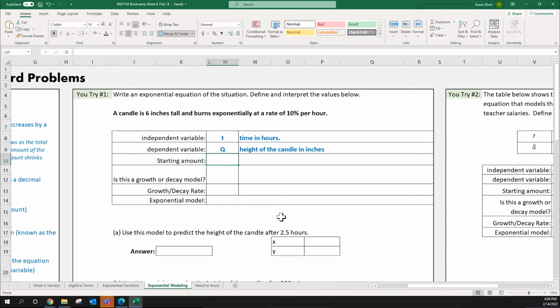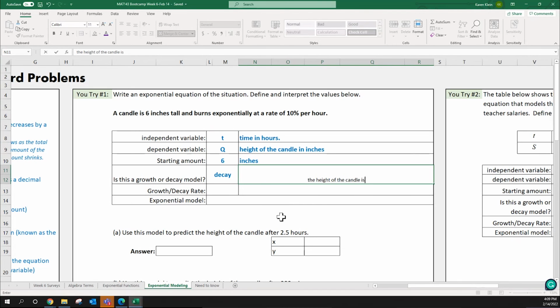Now, what is the starting amount that we're going to use in this situation? Yep, it's going to be 6 inches. All right, if the candle is burning at an exponential rate of 10% per hour, would you consider this to be a growth or a decay? I agree. It's going to be decay. And how you could explain that is you would say the height of the candle is decreasing by 10% each hour.